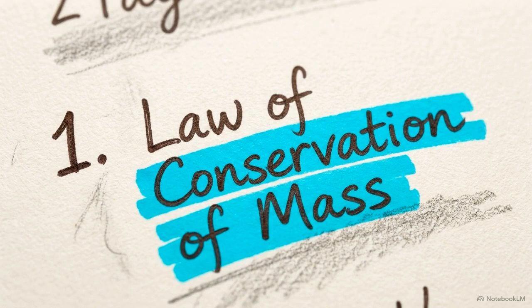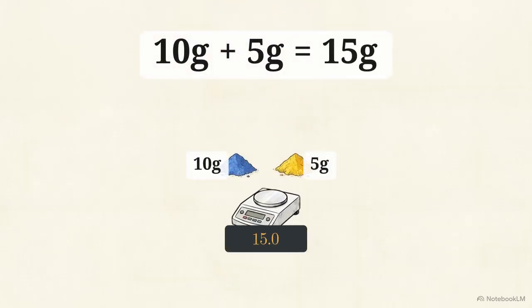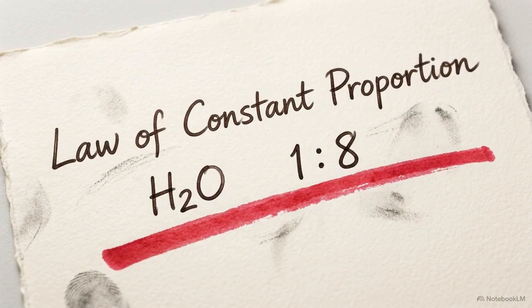Below that table, we record the laws of chemical combination. First is the law of conservation of mass. Write 10 grams plus 5 grams equals 15 grams. This illustrates that mass is neither created nor destroyed during a reaction. It is simply redistributed. Second is the law of constant proportion.